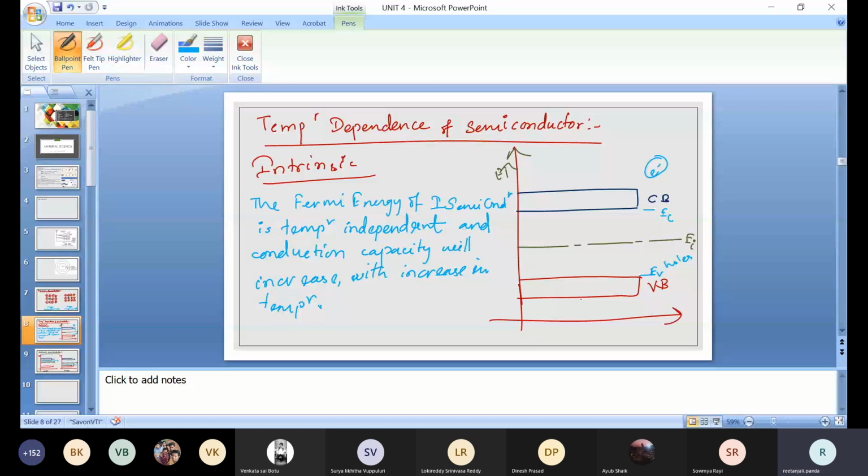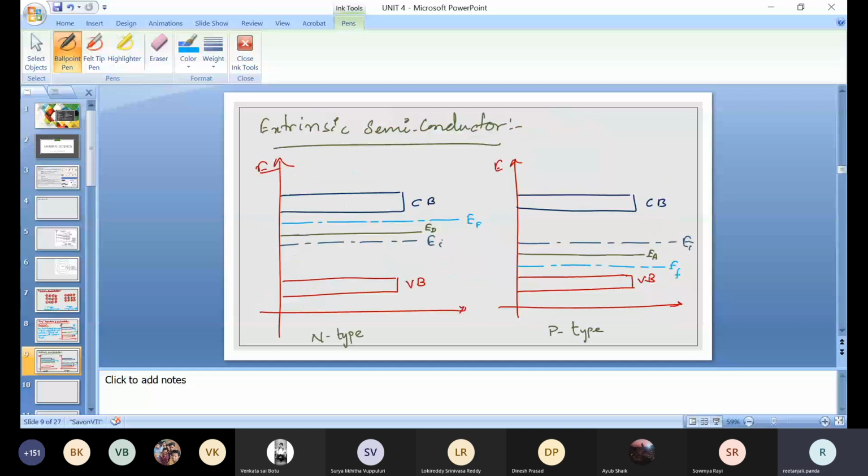Now we will see the extrinsic semiconductor. As I told you, extrinsic semiconductors are of two types: one is N type, another is P type. So in an N type semiconductor, what happens? We add fifth group elements, with five valence electrons. That's why you get free electrons over here, isn't it? Because it gives us free electrons, we call it an electron donor. So in an N type semiconductor, we find the electron donor.